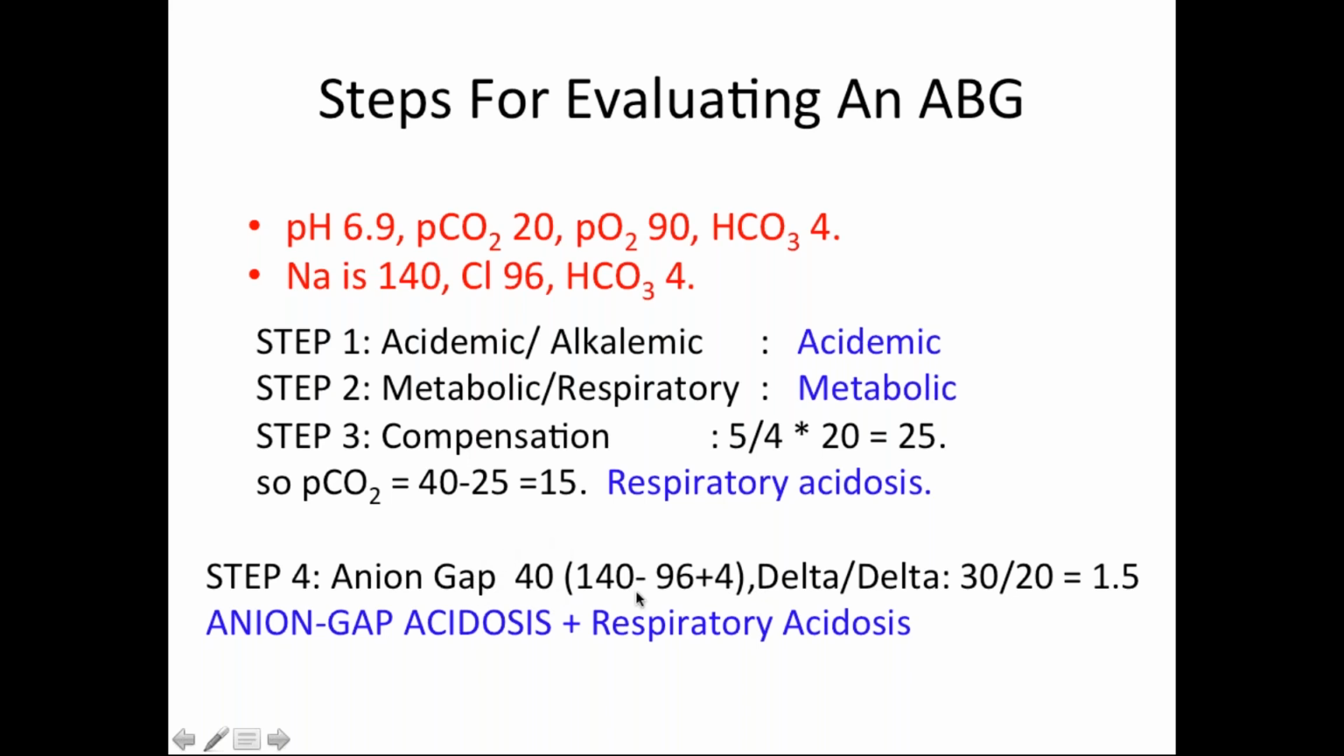So the change in anion gap is 30. And the change in bicarbonate has gone from 24 to 4, so that's a change of 20. So 30 by 20, that's a delta-delta of 1.5. The normal delta-delta can be anywhere between 1 to 2. So in this case, there is no additional third acid-base disorder, and at present, there is only anion gap acidosis and a respiratory acidosis.